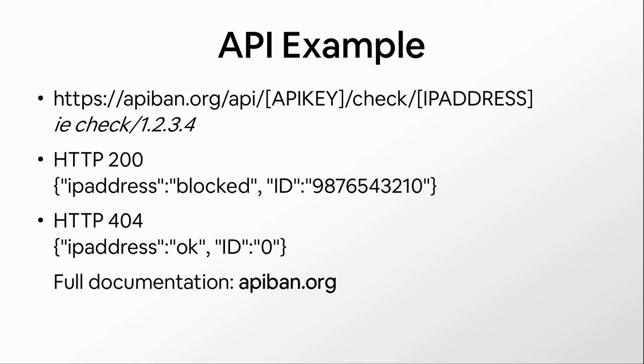You can also check single IP addresses. So, hey, here's a new IP address. Is it good? Is it known to be blocked? If it is, we'll send you a 200. This IP is blocked. If it's not blocked, we'll send you a 404. We don't know it. And the full documentation for how this API works is at APIBAN.org.